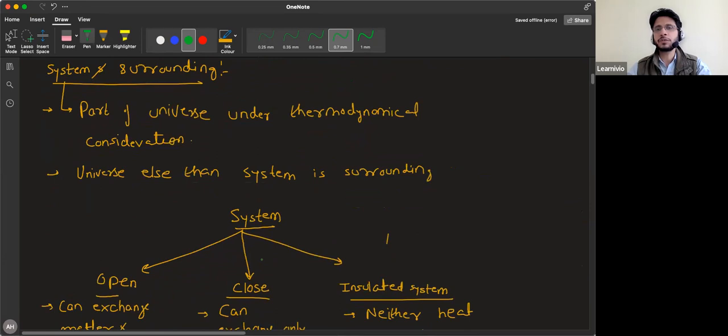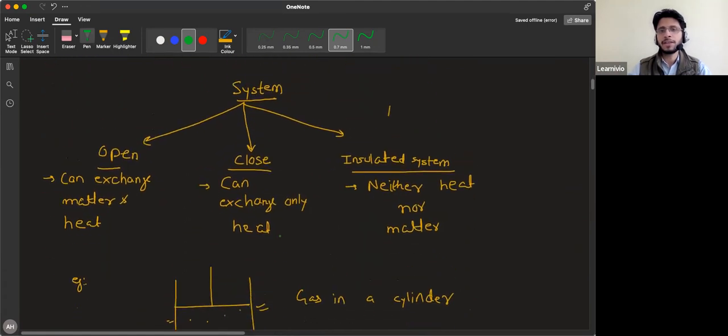Then we have the next definition, the system and surrounding. So system is just the part of the universe which is under observation or under your consideration. Like you take gas in some container, you are observing that gas. So for you, that gas is the system. Everything outside the system is environment, or you can say surrounding.